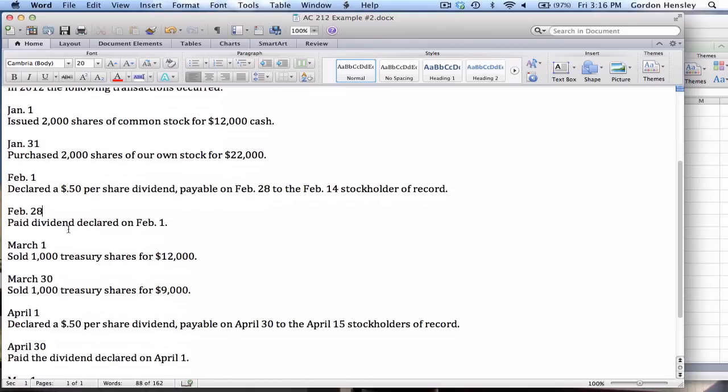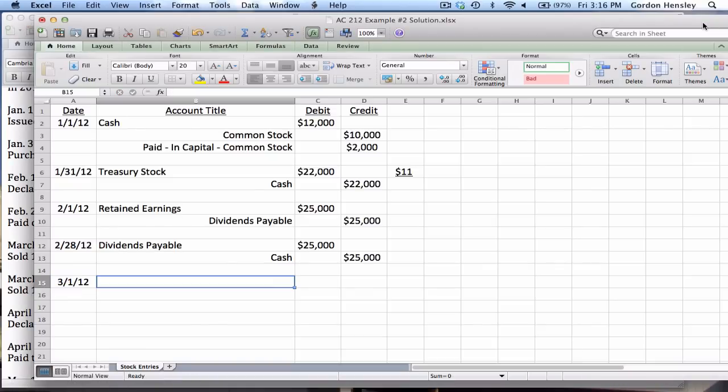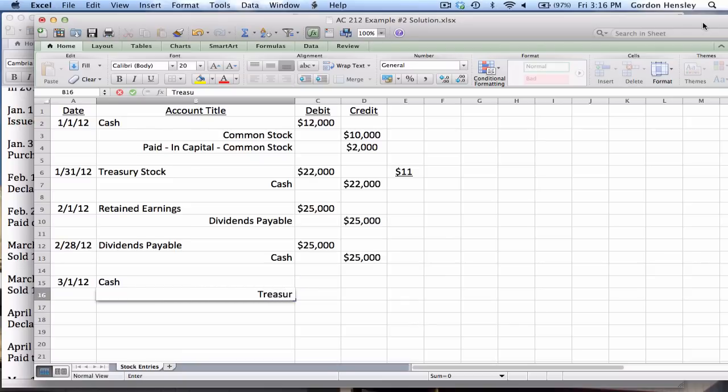The next transaction, March the 1st. Now we're going to sell back 1,000 of those treasury shares, and we're going to sell it for $12,000. So this is on March the 1st. If I'm selling back some of this treasury stock, I'm going to receive cash, so cash needs to be debited. I'm going to credit treasury stock because I'm selling it back.